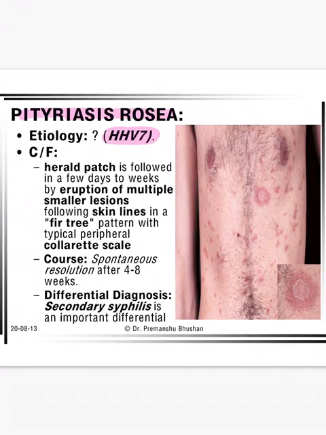Now coming on to pityriasis rosea, that is due to HHV-7, where the herald patch is seen, guys. Okay, the mother patch is known as the herald patch, guys.